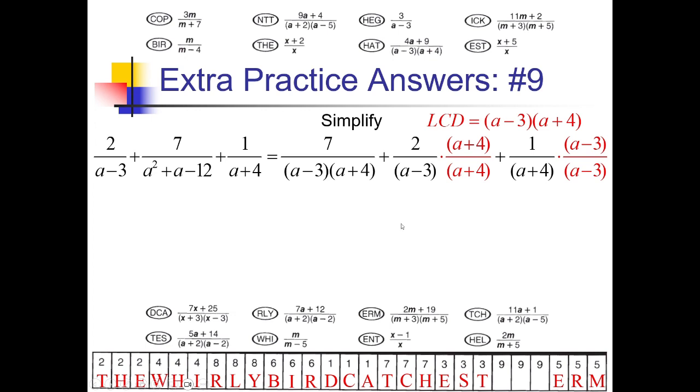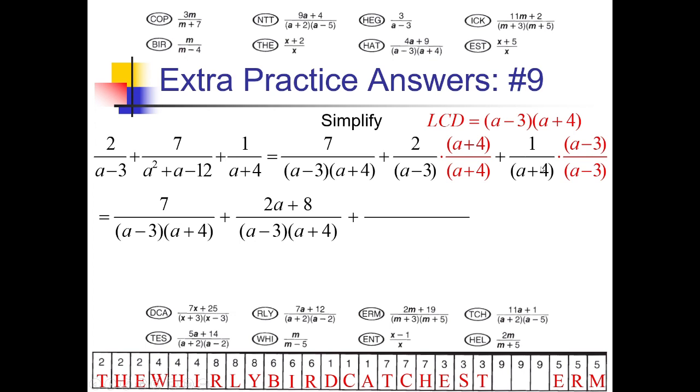All right, let's go ahead and simplify this a bit. First fraction can stay the way it is. The next one, I'm going to distribute that 2. So that's 2a plus 8 all over the LCD there, a minus 3, a plus 4. Last fraction, I'm just distributing a 1, so that's kind of silly, but that's just going to be a minus 3 over a plus 4, a minus 3.